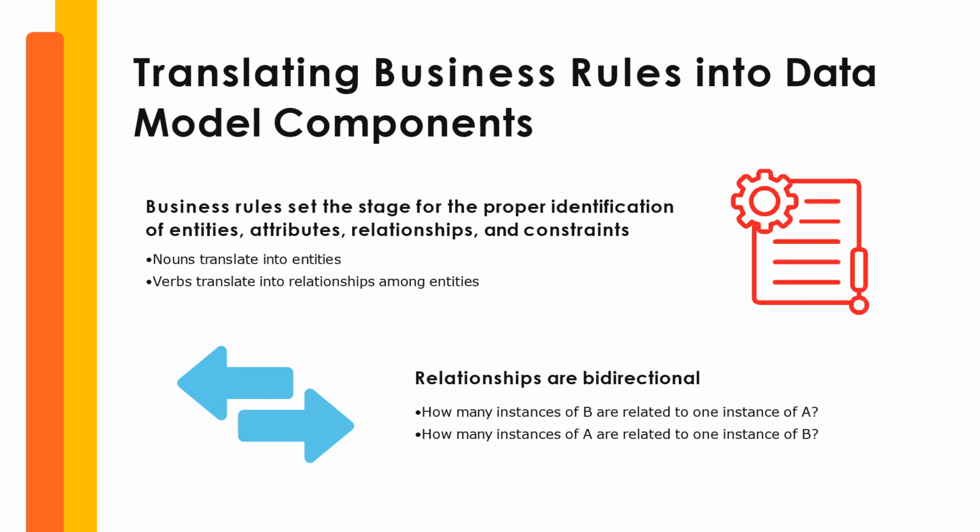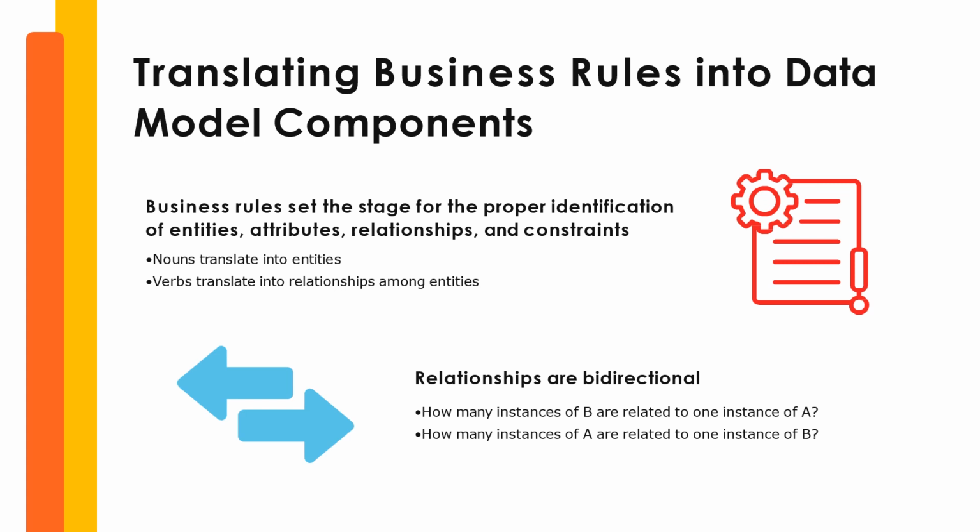So the business rules set the stage for the proper identification of whatever entities, attributes, relationships, or constraints we may have. If you have business rules, the nouns that you have in the business rules translate into entities, and the verbs translate into relationships among the entities. Take note when you talk about relationships, they are bidirectional.